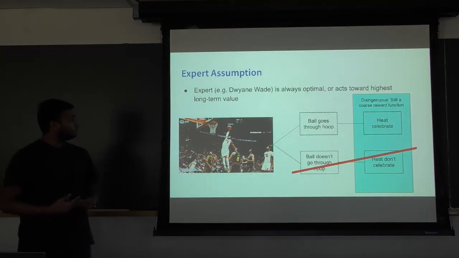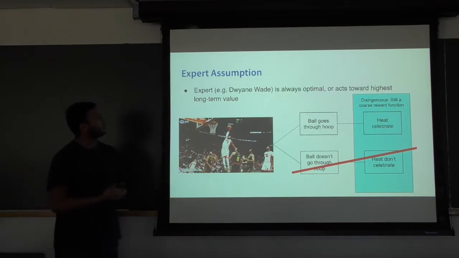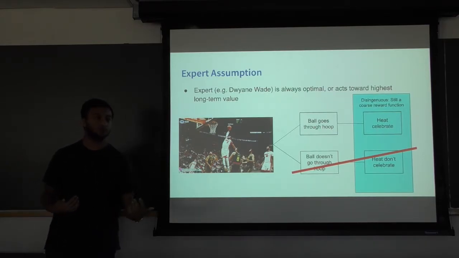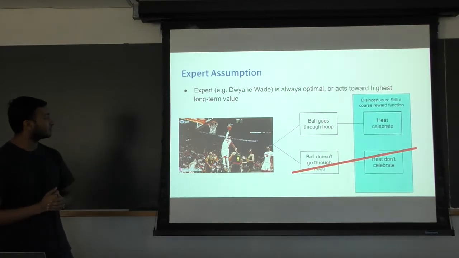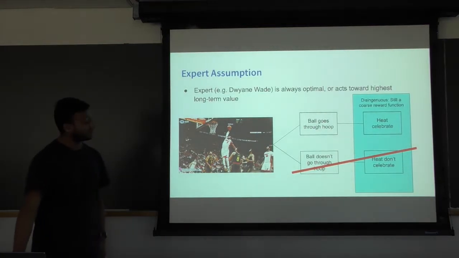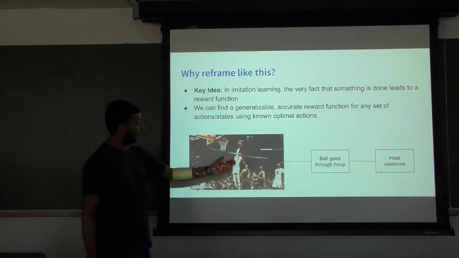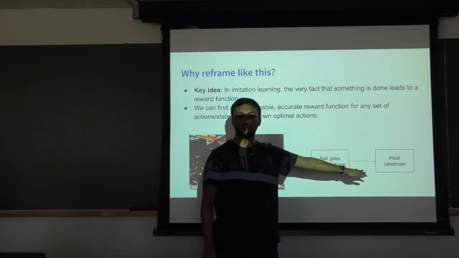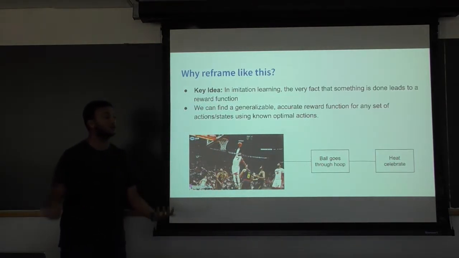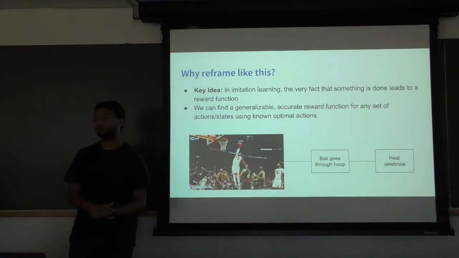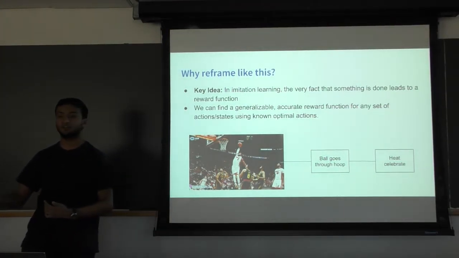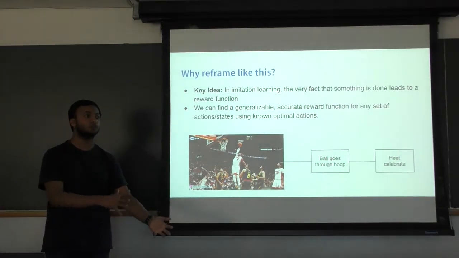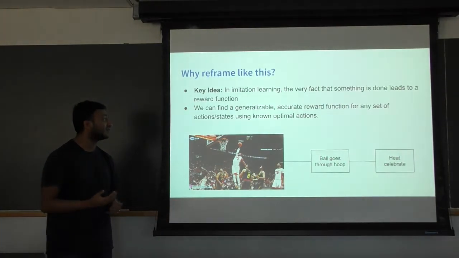Okay, continuing with the intuition, one of the core things necessary to recover this reward function is the assumption that the expert is always optimal. You could have an expert like Dwayne Wade, and the ball will always go through the hoop, and you don't have to see the celebration to know that that's what the expert wanted to do. So the very fact that the expert does something is in and of itself a coarse reward function. That's the key insight we're going to use to find the reward function given a set of states and transitions.